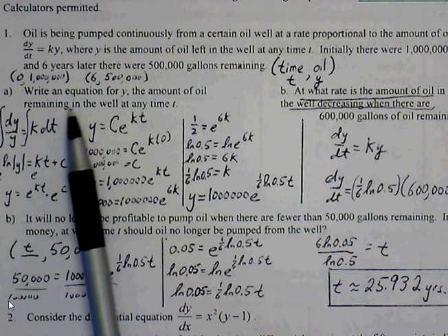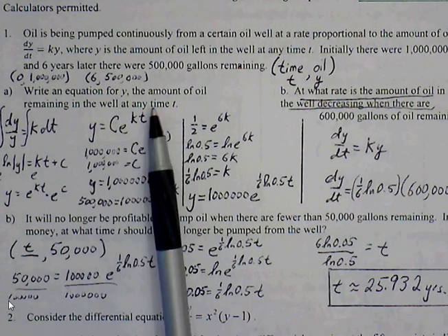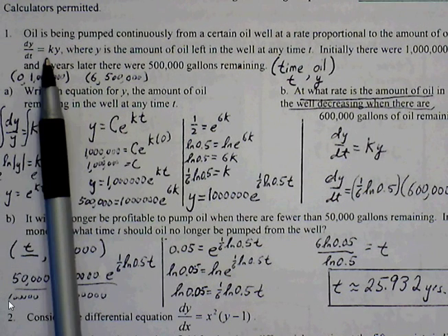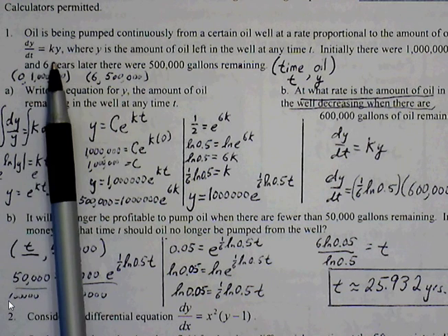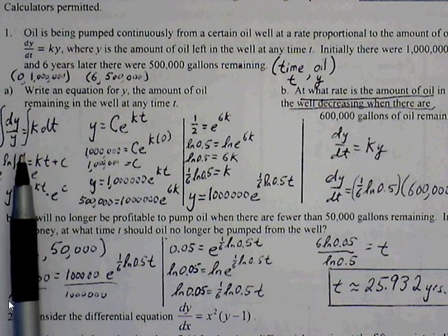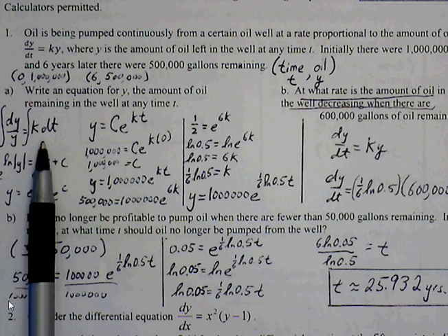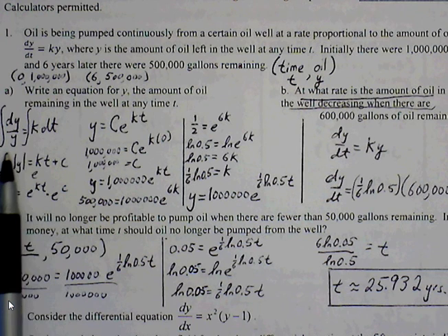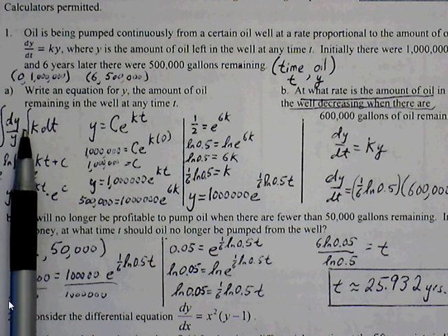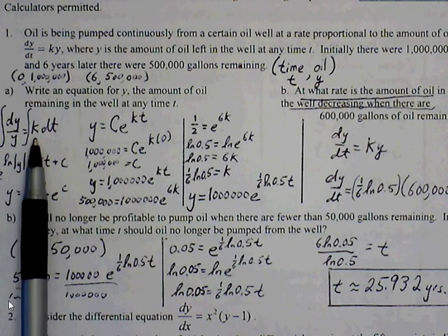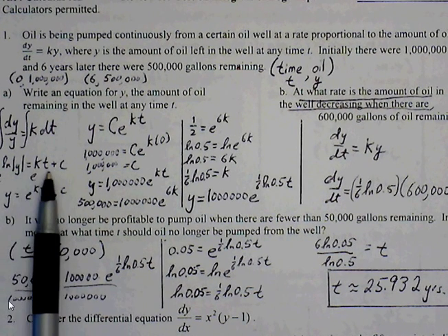So part A: write an equation for y, the amount of oil remaining in the well at any time t. We have the differential equation dy/dt = ky. We take the steps to separate the variables, y on the left, everything else on the right. Apply the appropriate integral rules. So dy over y becomes the natural log of the absolute value of y. k becomes kt plus c.